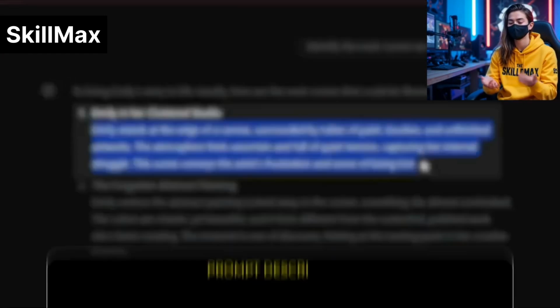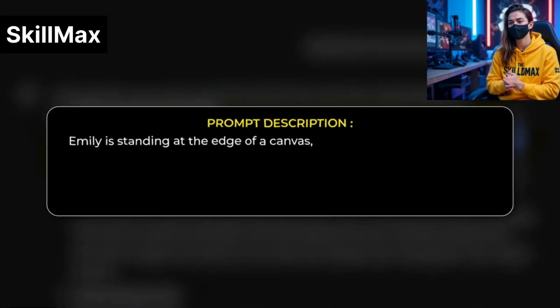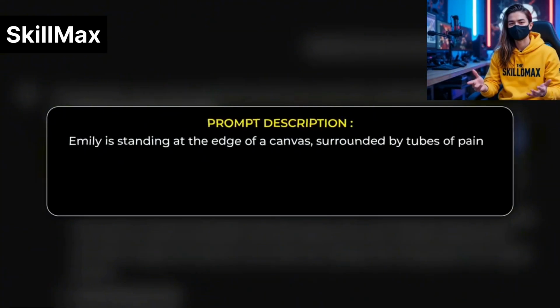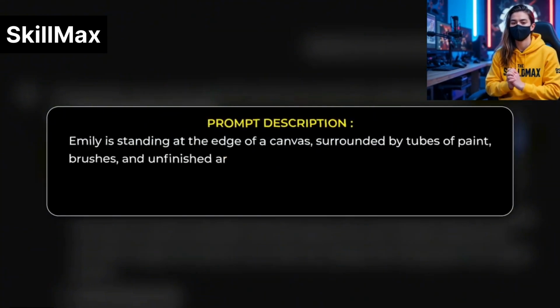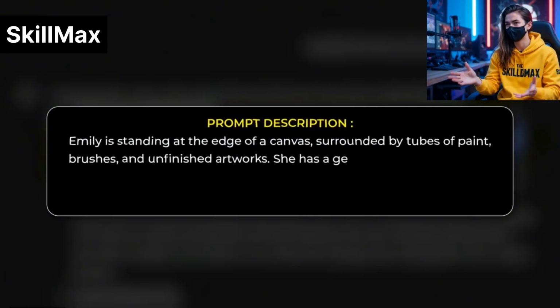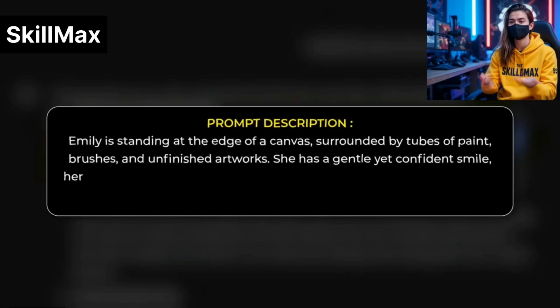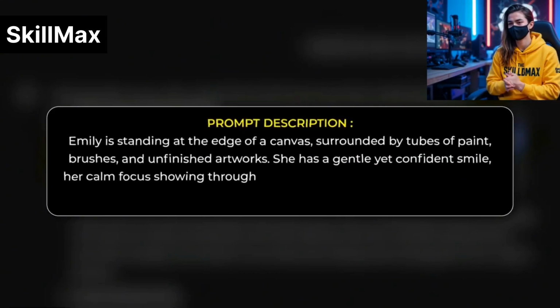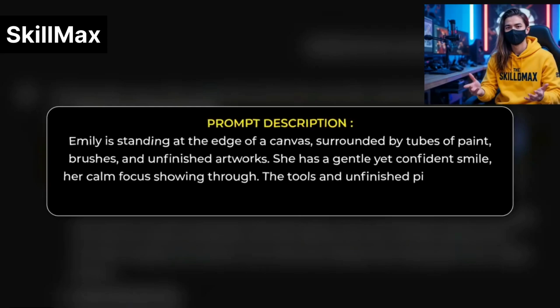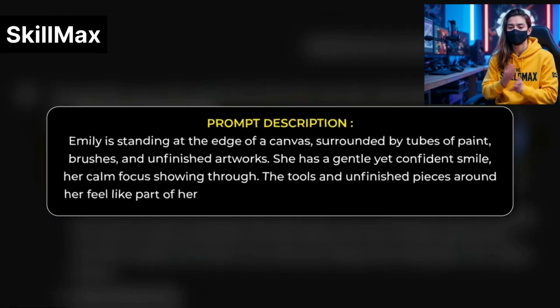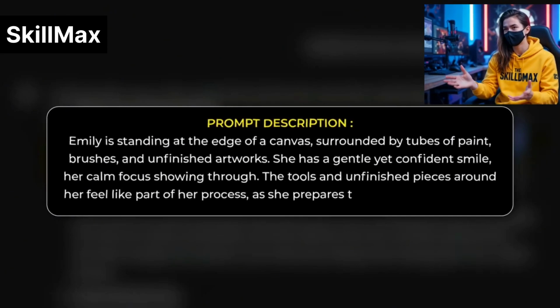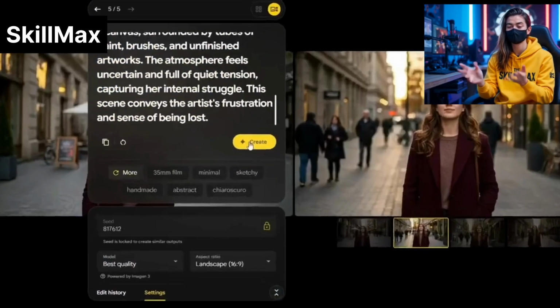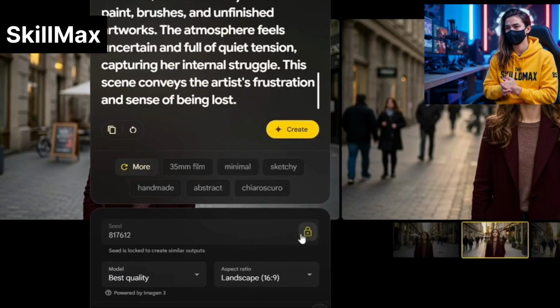In this scene, Emily is standing at the edge of a canvas, surrounded by tubes of paint, brushes, and unfinished artworks. She has a gentle yet confident smile, her calm focus showing through. The tools and unfinished pieces around her feel like part of her process, as she prepares to bring new ideas to life. Make sure your seed number is still locked and hit create.